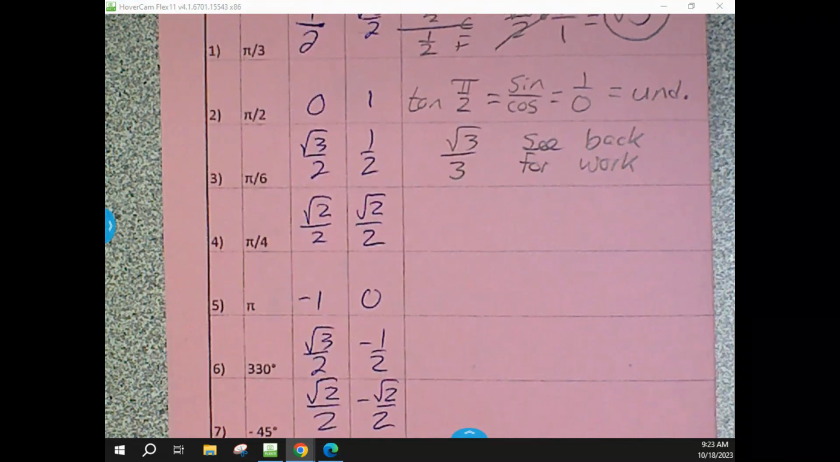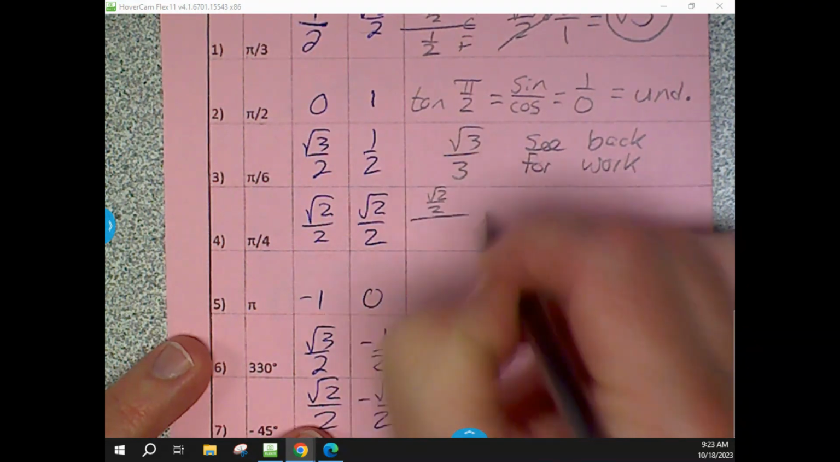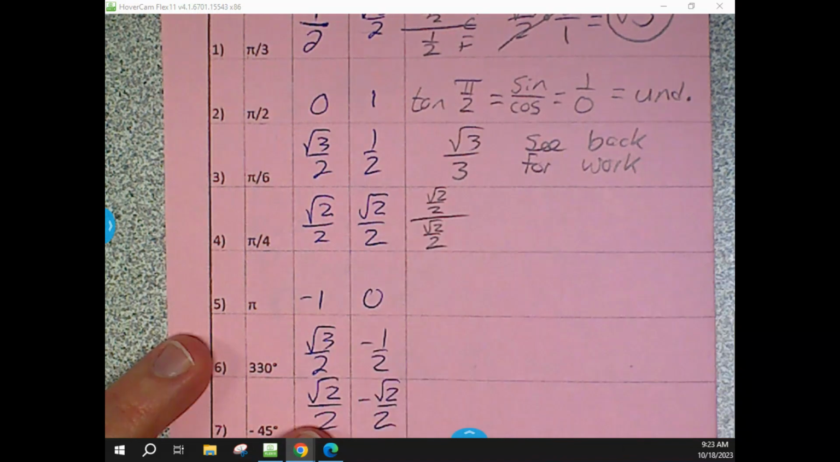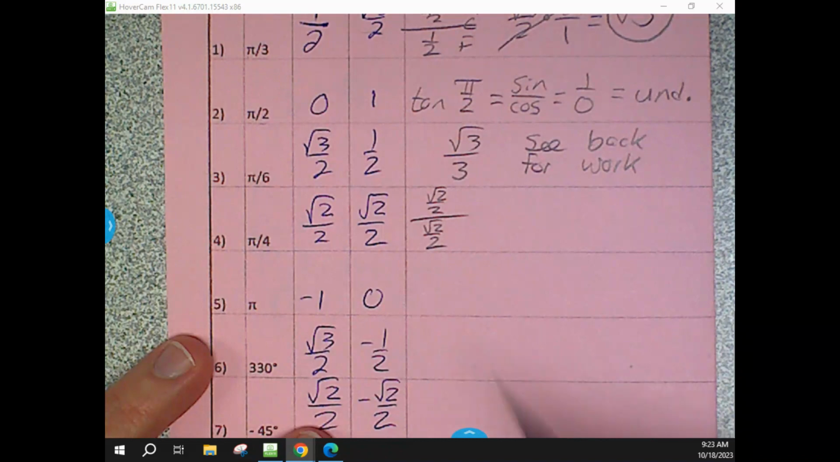All right, so for number 4, here's good news on this one. What happens if you take square root of 2 over 2 and put it over square root of 2 over 2? What happens when you put the same thing over itself? Yeah, you just get a 1.